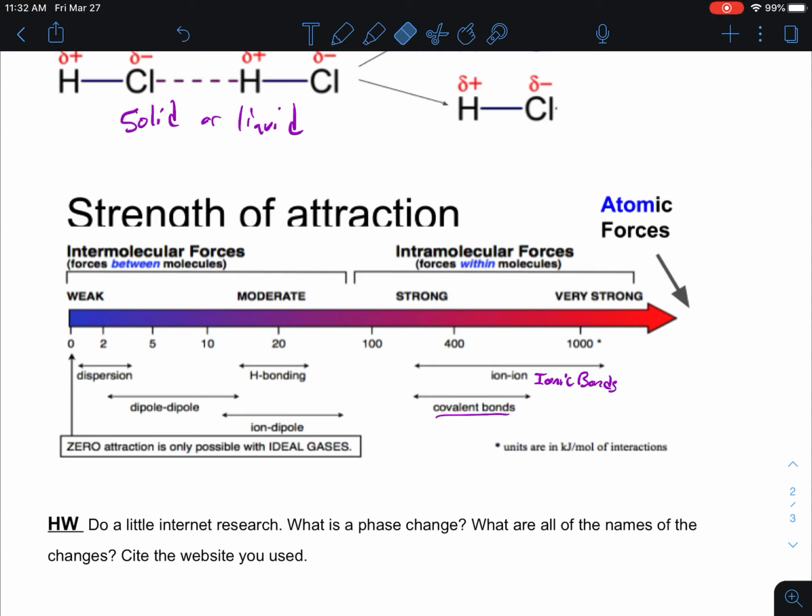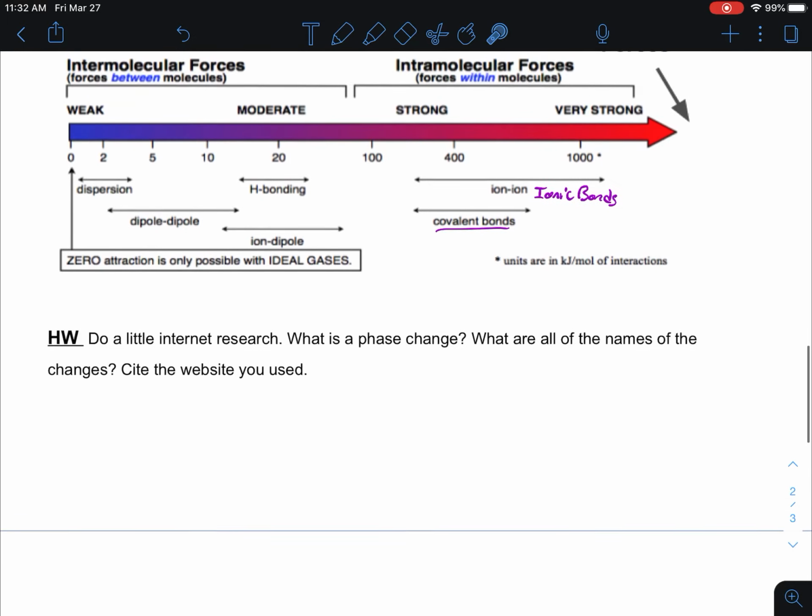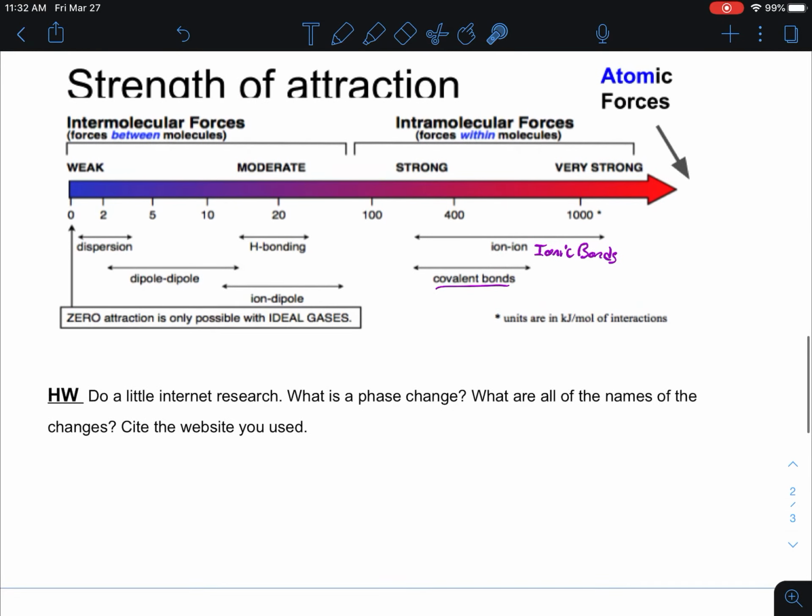Finally, and the hardest one to break because it is by far the strongest, your atomic forces are stronger than everything else. So, intermolecular forces break first because they're the weakest. Intramolecular forces break next because they're stronger than the intermolecular forces, and atomic forces are the hardest to break. Atomic bombs.